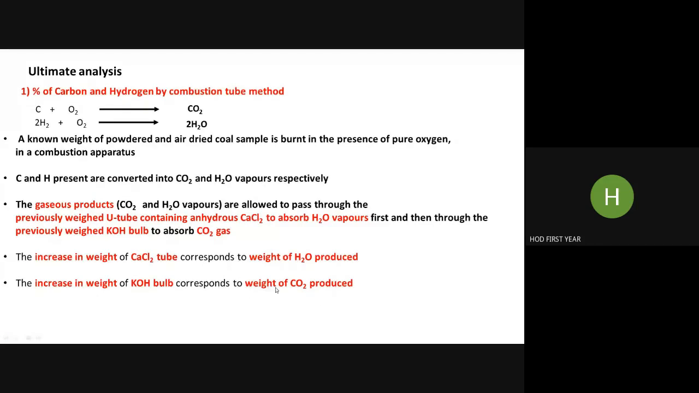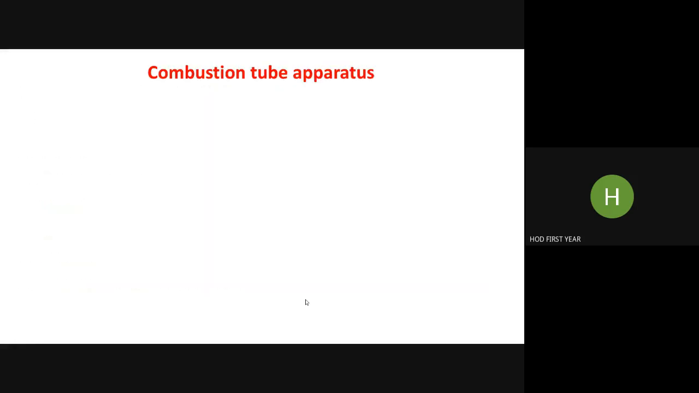The experiment is over. At the end of the experiment, we have the increase in weight of the calcium chloride tube, which is the weight of H2O, and the increase in weight of the KOH bulb, which is the weight of CO2 produced. These two weights can now be easily expressed in terms of percentage of hydrogen and percentage of carbon. The weight of H2O is expressed as percentage of hydrogen, and the weight of CO2 is expressed as percentage of carbon. So let us see how to get it done.